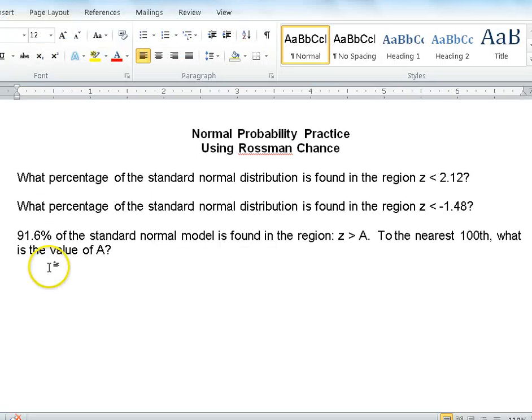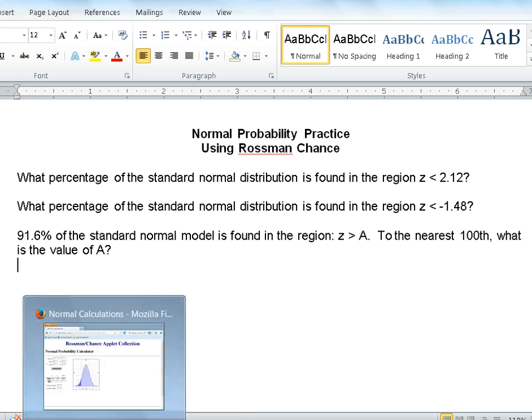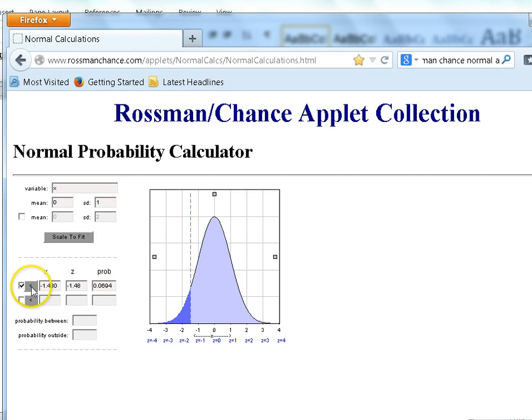The final problem says 91.6% of the standard normal curve or standard normal model is in the region where z is greater than a. What's the value of a? So, returning to the applet, we know we want to find the z value so that 91.6% of the curve is greater than the z value we're looking for.